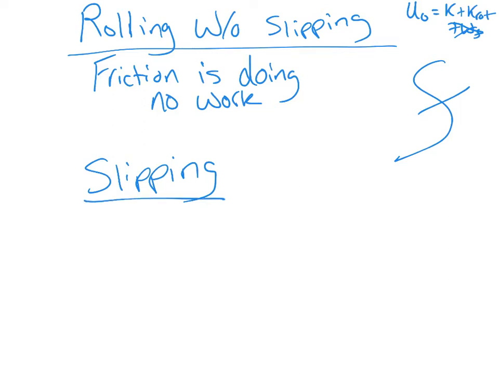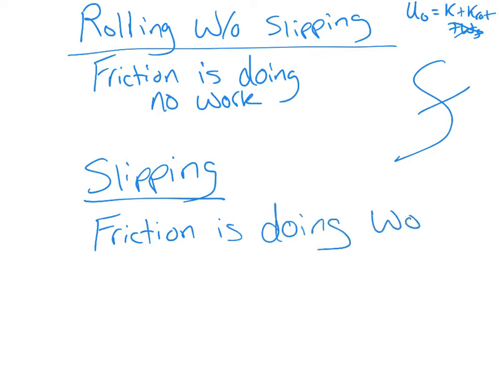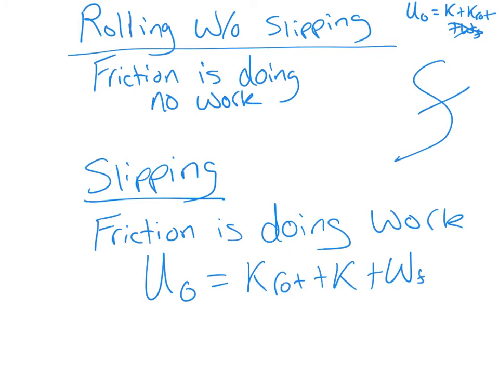If there is slipping, like if a car skids to a halt or something like that, now friction is doing work. So friction is doing work, and you have to include it. So whenever you do U_G equals K rotational plus K linear, you have to include work done by friction in that equation, all right? So whenever something is slipping, you do have to include it.